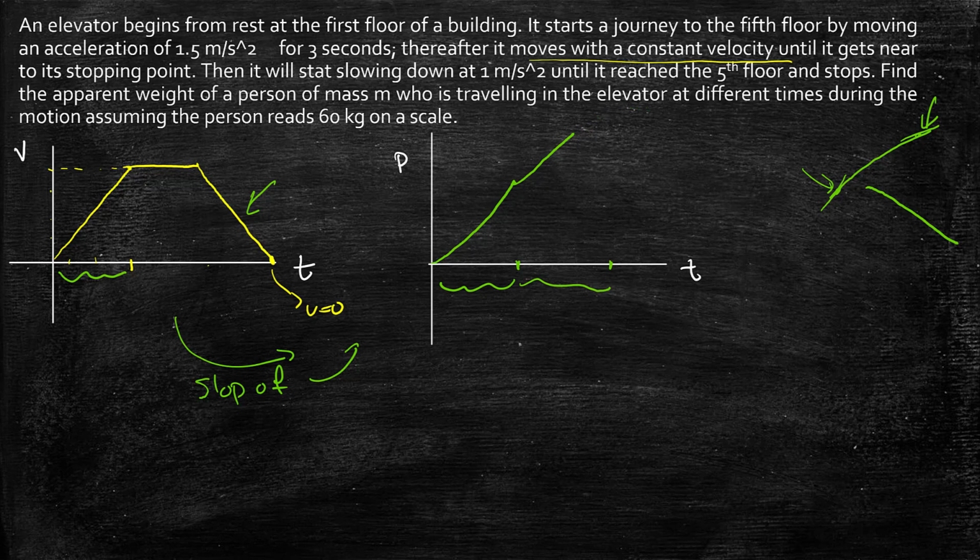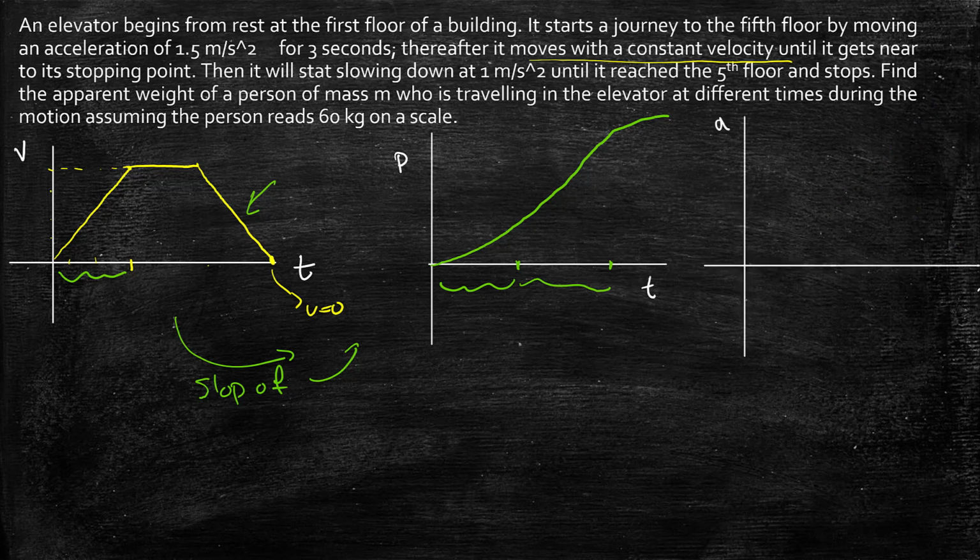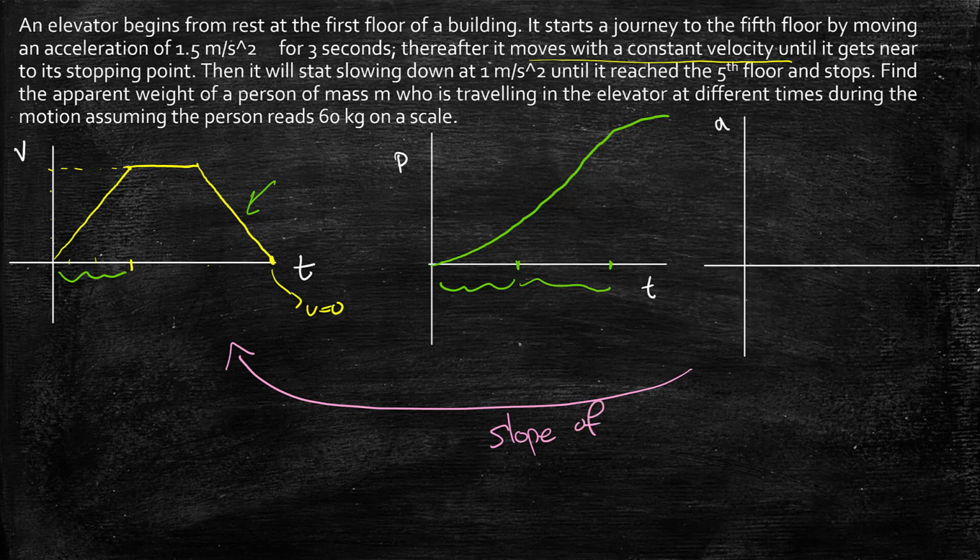If I were to draw this smoothly, it would look like this, right? Perfect. Now let's take a look at the acceleration time graph. Looking at the acceleration time graph, it's actually easier to take it out of the velocity time graph. So the acceleration time graph is the slope of the velocity time graph.